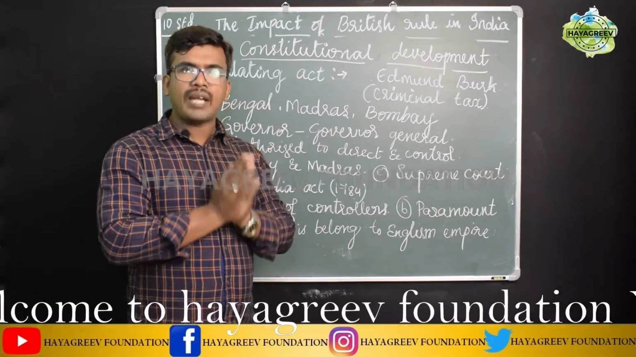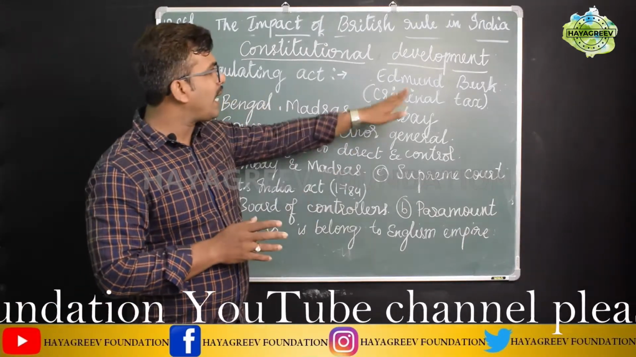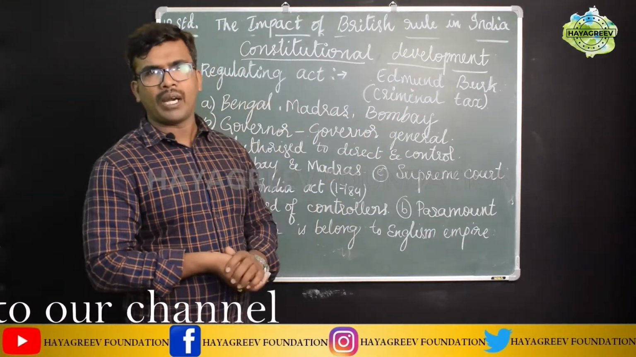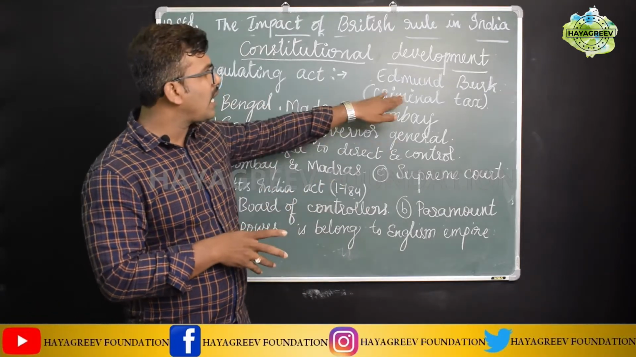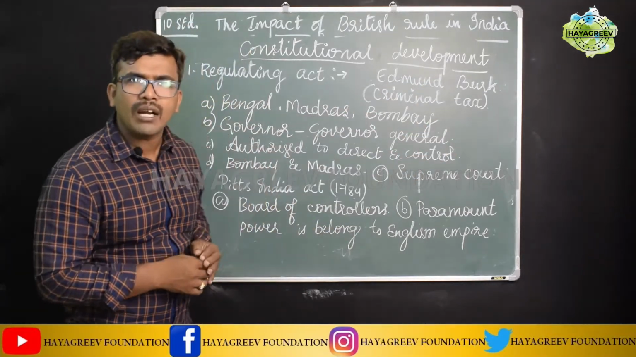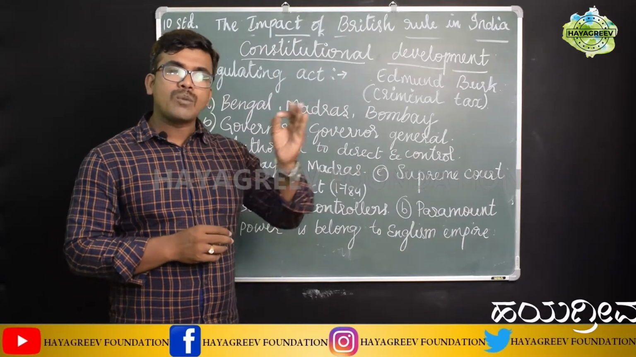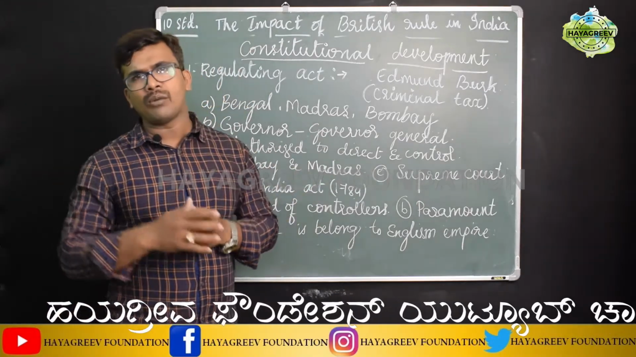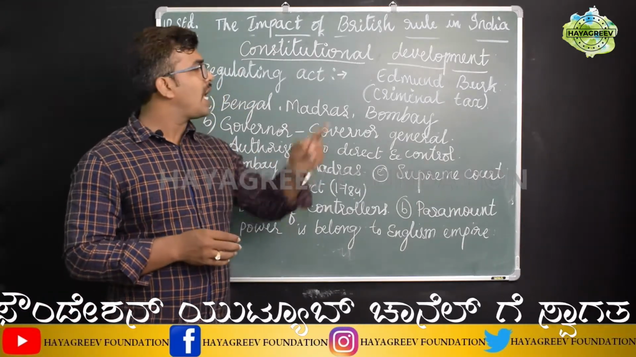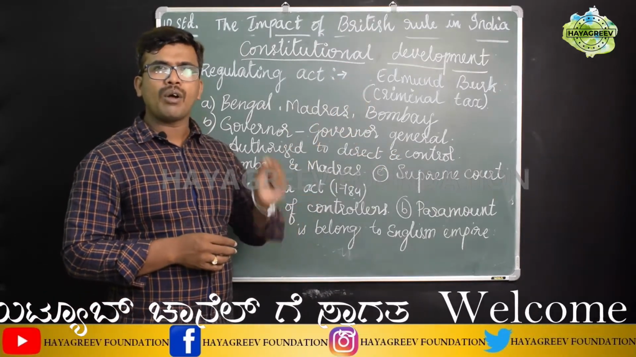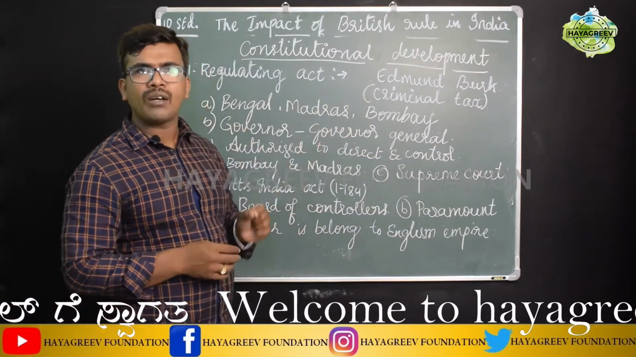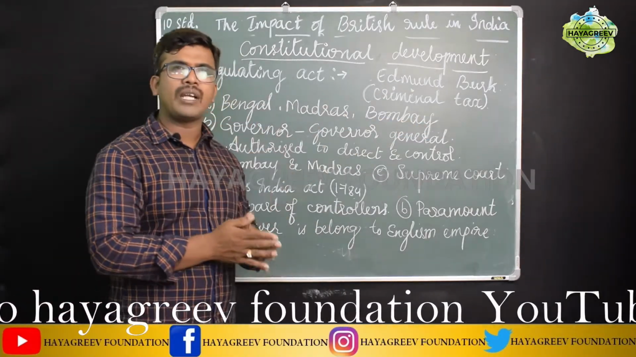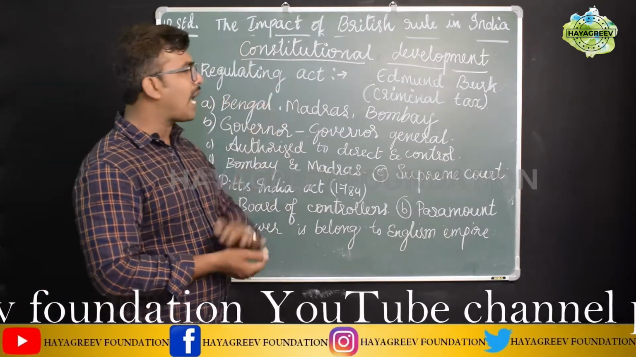Such kind of tax was called by Edmund Burke, one of the legislative assembly members of the British Parliament. He called such kind of tax the criminal tax. Why? Because such kind of tax was collected through exploitation. They forcefully collected it from the Indians, and the same money they paid to the British government. Because of that, Edmund Burke, one of the Parliament members of England, called such kind of tax criminal tax.